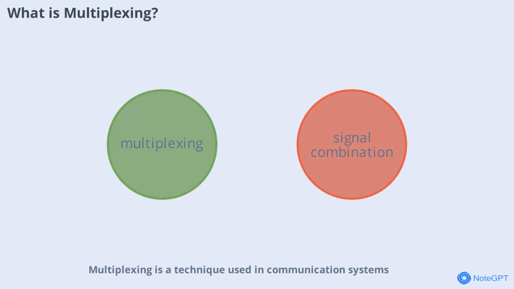Multiplexing is a technique used in communication systems to combine multiple signals into one medium or channel. Imagine several conversations happening at once, but instead of needing a separate wire for each, all the conversations are sent together over a single wire. This not only saves resources but also makes the system more efficient.